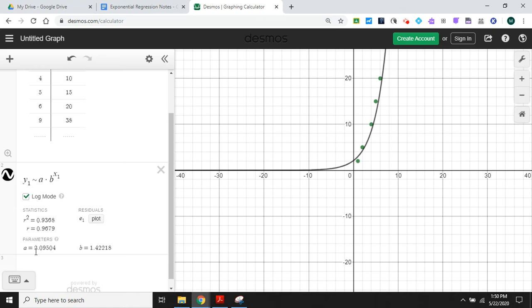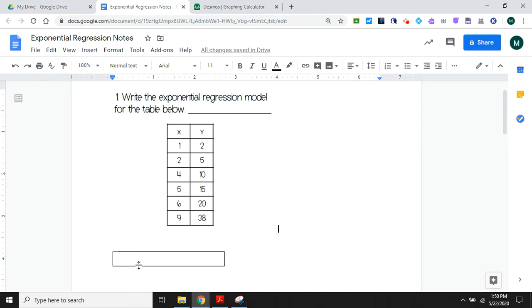So my parameters are 2.09 and then 1.42. So you just need to take out the a in the equation and put in the 2.09 or the 2.1, and then take out the b and put in the 1.4. I'm going to round to 1 decimal place. The only thing I'm big on is just don't round to the nearest whole number if you're not told to. So here, I'm going to put this in.